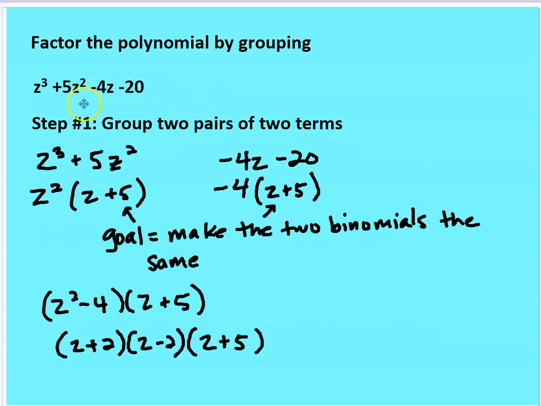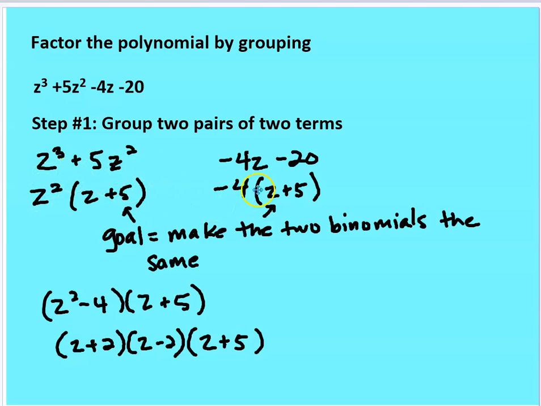So I'm going to group two pairs of terms. I'm going to group the first two, z cubed plus 5z squared, and then minus 4z minus 20. And then I'm going to distribute out the common monomial in each of the pairs. In this case, it's z squared. In this case, it's negative 4. And our goal is to make the two binomials the same, so z plus 5 and z plus 5. So if we have that equality, then we can continue on with the grouping. But if we don't, then it's probably not going to work.